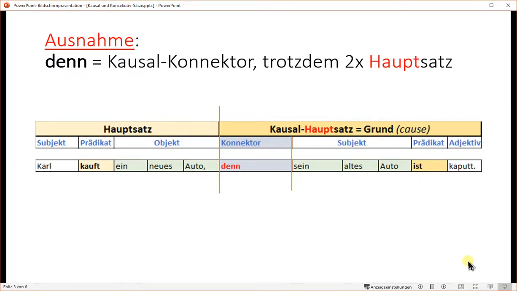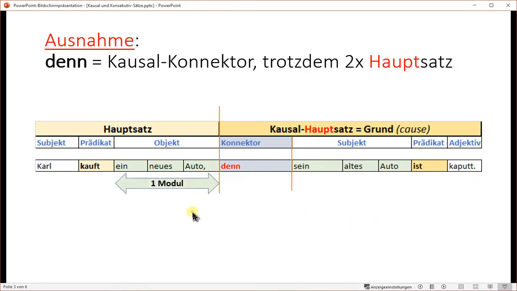Now we talk about an exception of a causal connector, the connector denn. Structure is pretty much the same. Karl kauft ein neues Auto, then followed by the connector denn, and then this one triggers a complete new Hauptsatz. Sein altes Auto ist kaputt. As you understand, this alone would be a Hauptsatz without connector already. Sein altes Auto ist kaputt. With a connector, we combine those 2 sentences into one, but 2 Hauptsätze. Denn sein altes Auto ist kaputt.